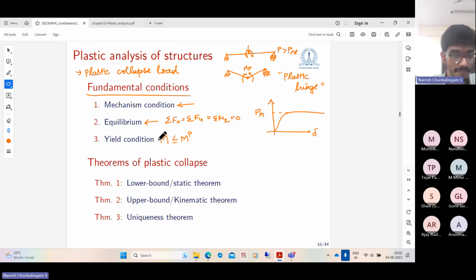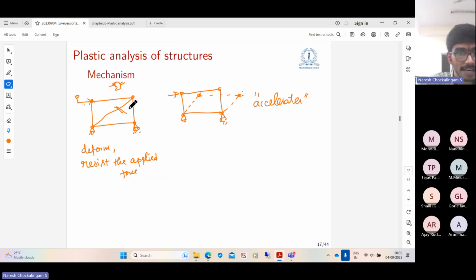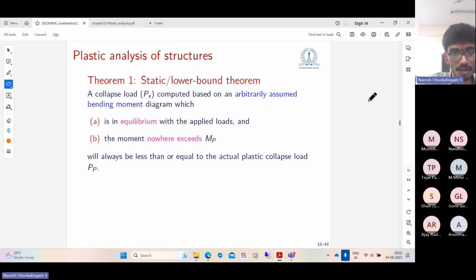Based on this, there are three theorems of plastic collapse. When we do the analysis, if you obey condition 2 and condition 3, you take an arbitrary bending moment diagram. All of you know what a bending moment diagram is. You have some structure like this. You assume an arbitrary bending moment diagram. That bending moment diagram need not form a mechanism. The only requirement is that it should be in equilibrium with the applied forces.